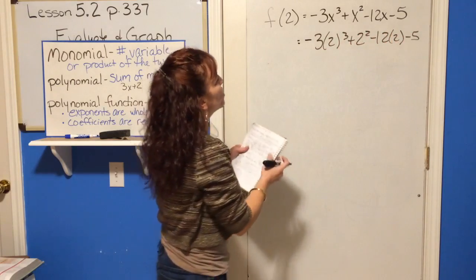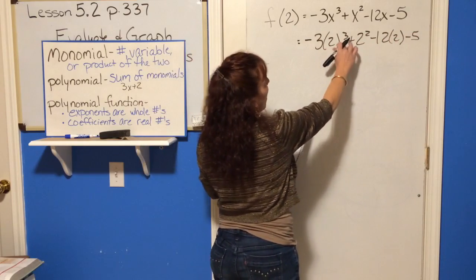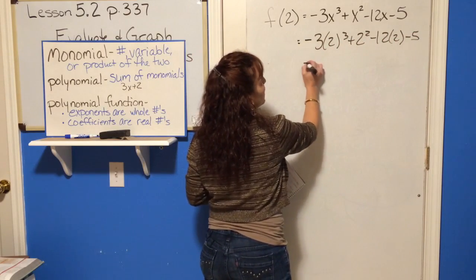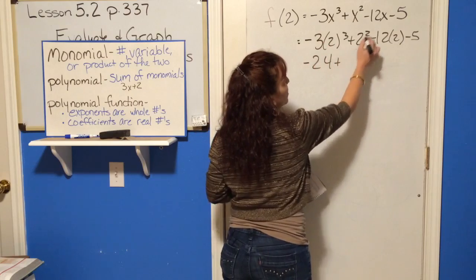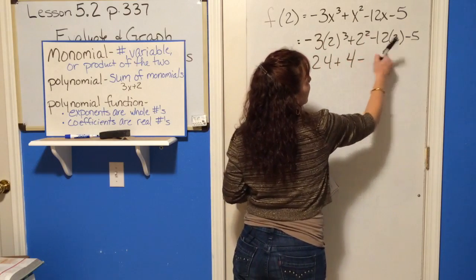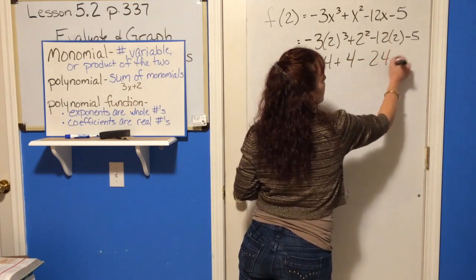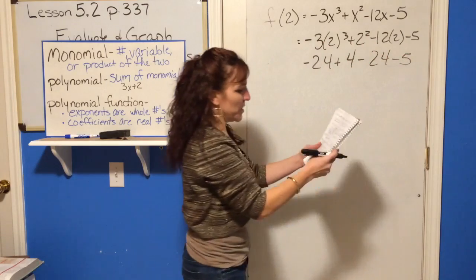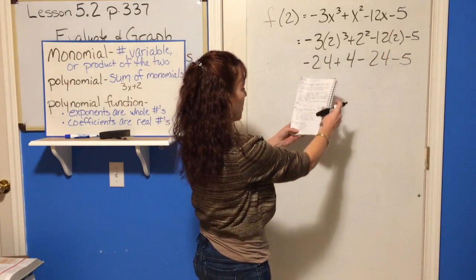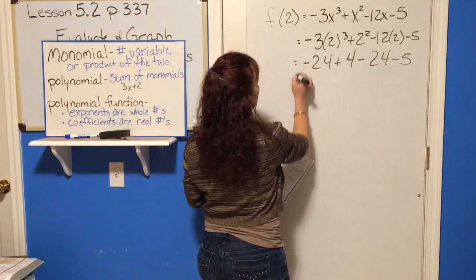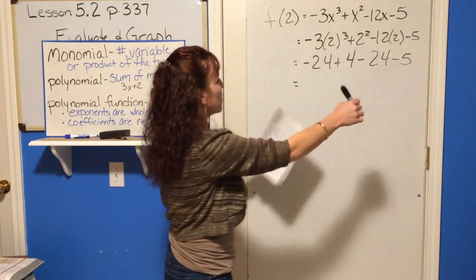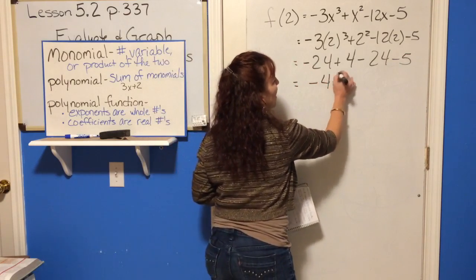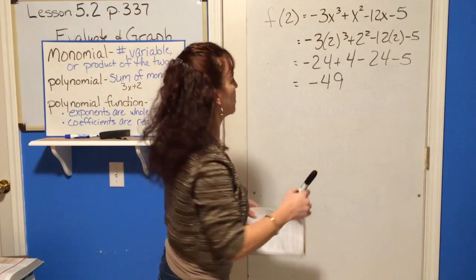Right? And so when you do that, 2 to the 3rd power is 8. 8 times negative 3 is negative 24. Plus 2 squared is 4. Minus 12 times 2 is 24. Minus 5. Look at me doing all this mental math. I'm making sure I've got it right because, you know, sometimes I don't. All right. And when we combine all of those, we get negative 49. And I did do it already, so you check it and make sure I got it right.